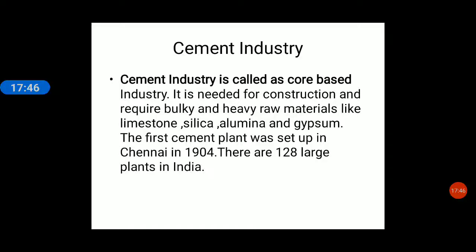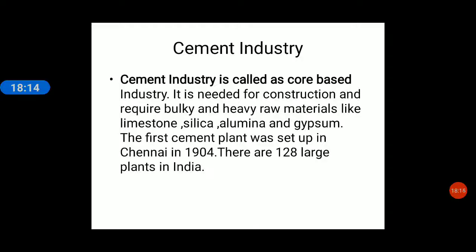What is core? Center. So it is in the center of all the industries. Meaning for construction, what is required? Cement. If cement is not there, then construction is not possible. So it is called a core based industry. It is needed for construction and requires bulky and heavy raw materials. Now what are the raw materials for making cement? Limestone, silica, alumina and gypsum.